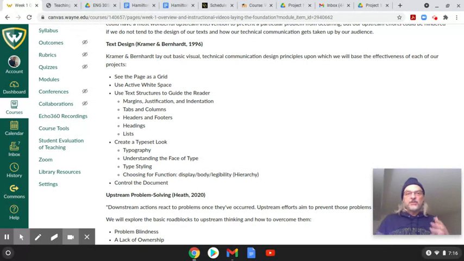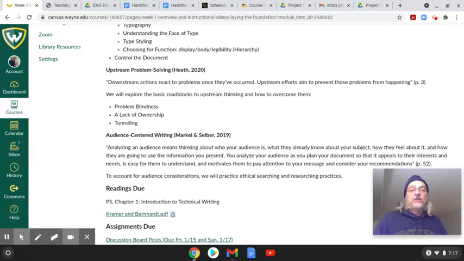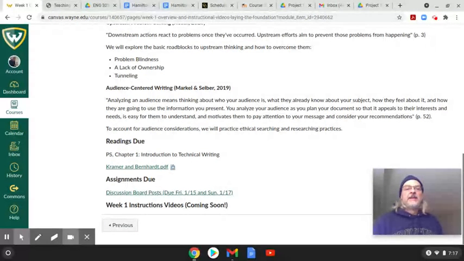That's what our discussion forum is going to be about this weekend. We'll start to look at all of our technical communications, from our resumes to our digital portfolios to our WikiHow assignment to our Project 3 collaborative recommendation reports. Everything we do, we're going to start looking at through the lens of text design. Then in a little while, we'll get into our upstream problem solving. We'll talk about these roadblocks to problem solving and how we can overcome them. And then Markel and Selber in our practical strategies book will help us think about audience-centered writing, thinking about our audience and how we tailor our text.